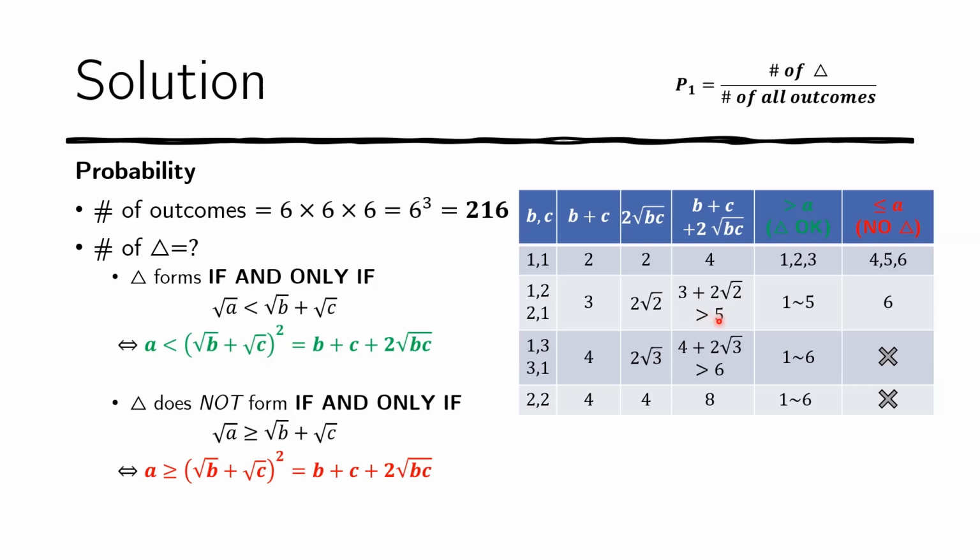And we know that this is greater than 5 because square root of 2 is greater than 1, right? So if we had 1, we would have 3 plus 2, which is 5, but square root of 2 is greater than 1. So we have 3 plus 2 times something that is greater than 1. So that should be greater than 5. And if this value here is greater than 5, then what possible values of A could we have for a triangle to form? Then any values between 1 and 5 would work, right? Because if this is 5 here, then A could be 1, 2, 3, 4, 5, because they are all smaller than 5. Sorry, B plus C plus 2 square root of BC is actually not 5. It's greater than 5, right?